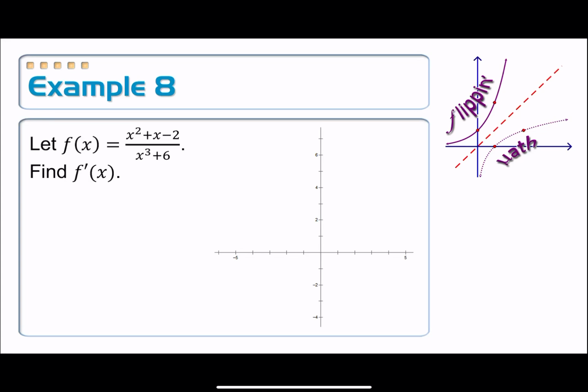For example 8, let f of x equal this rational function, x squared plus x minus 2 all over x cubed plus 6. We want to find the first derivative. When I look at it, of course, I can see that it's a quotient of two functions, so I'm going to have to use the quotient rule on this thing.